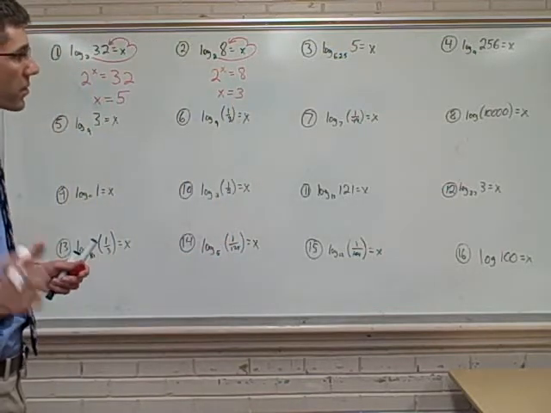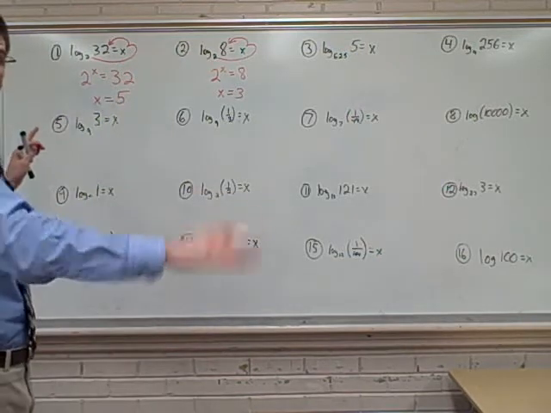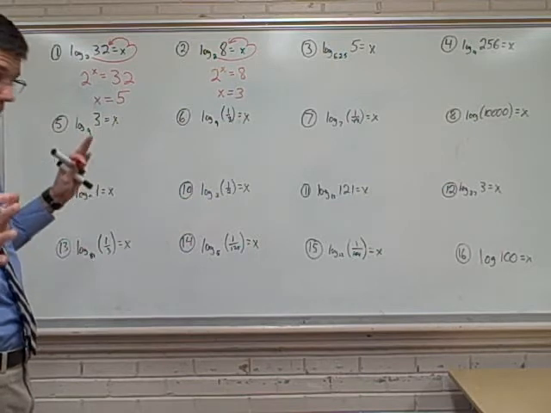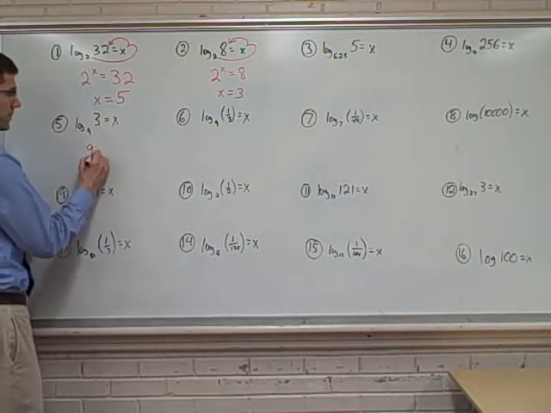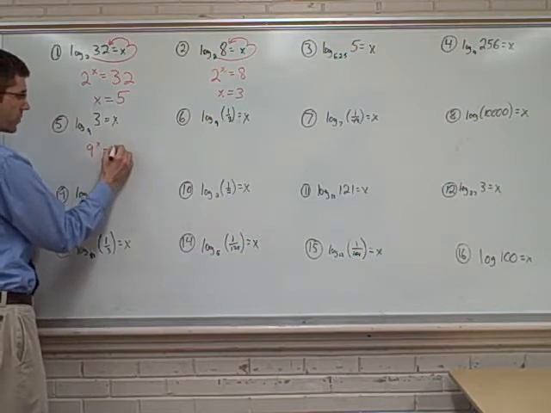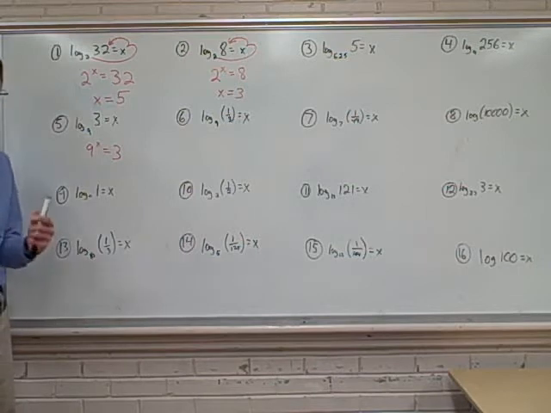I'm going to skip number 3 and number 4, and go to number 5. Now, you're going to do them all eventually, but I want to hit the ones that you can do kind of in your head. So 9 to some power is going to give me 3. Oh, this goes back to the thing I showed you a minute ago. 9 to some power gives me 3.